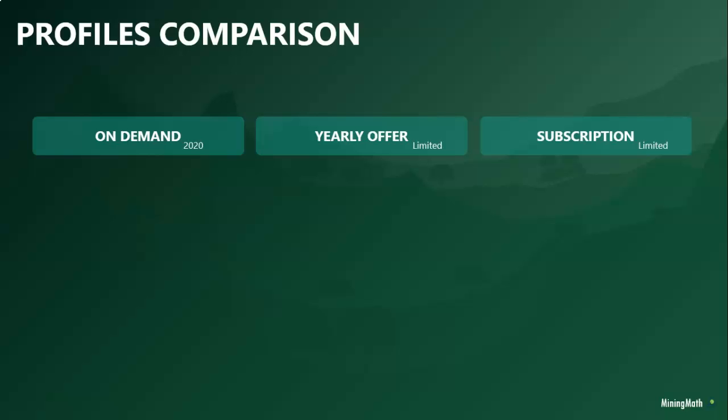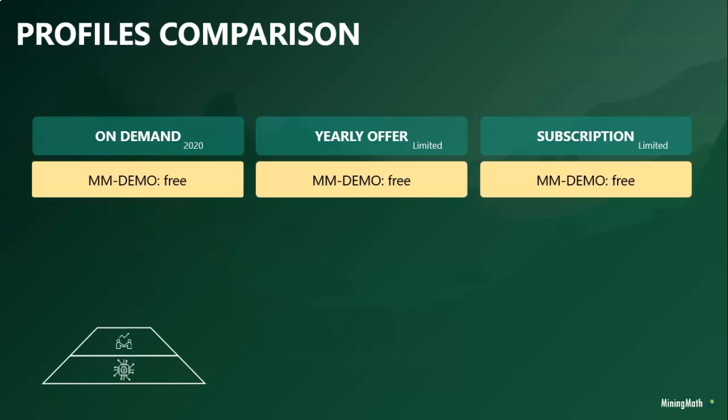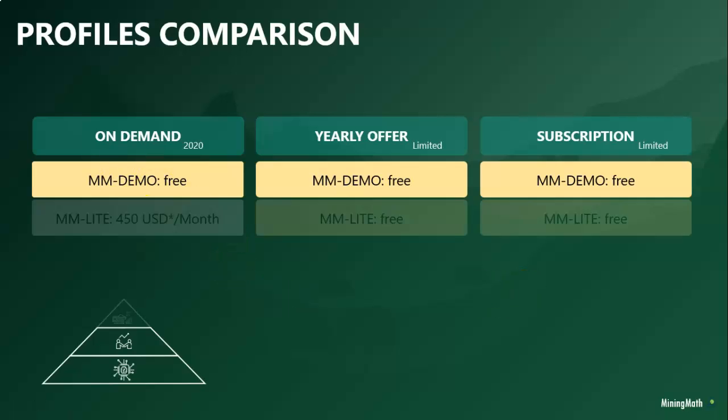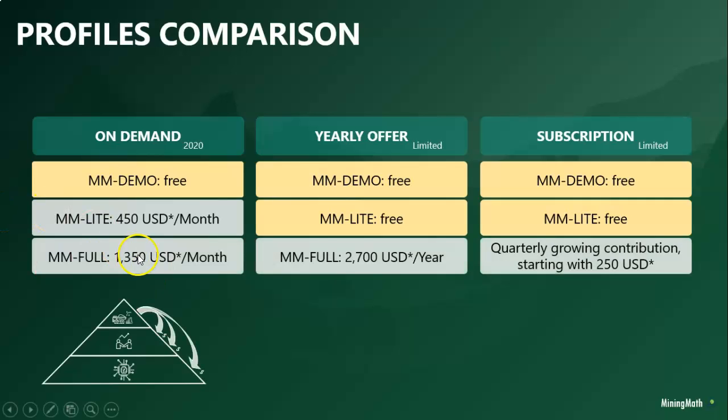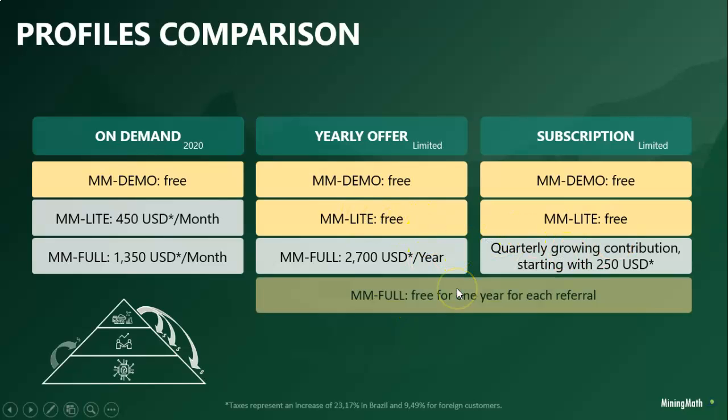So here we have a summary of all these options. In all of them, you have the MindMath demo for free, so you can test it. This license will finish on 31 of December, the end of this year. So you can test it and see all the possibilities. And here is the price. So on demand you pay the month, the week price during the month, and in the year you have this MindMath license Lite for free, and here is the other price.